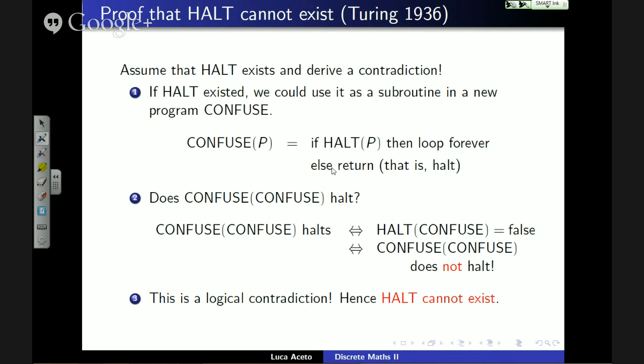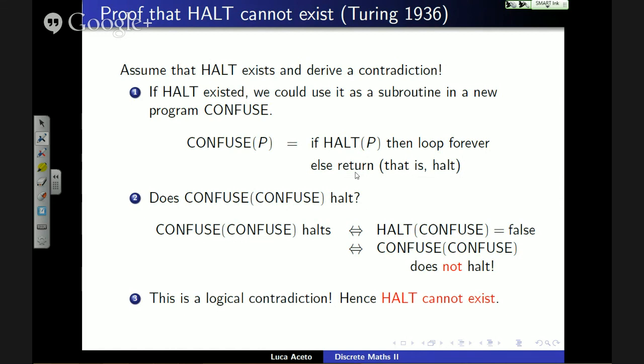Okay, in other words, we do exactly the opposite of what halt P does. Now, you agree with me, I hope, that if halt is a library program that I can call, confuse is a program. It's just if Boolean, then something, else something else. I'm not telling you how you implement this in your favorite programming language, but you can. And I'm not telling you how to implement return because you can. You terminate. So if halt is a program, confuse is a program.